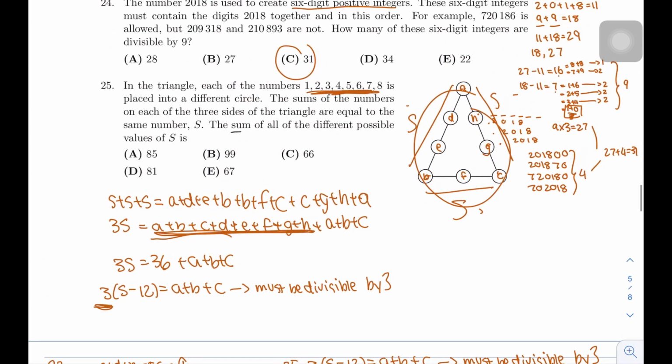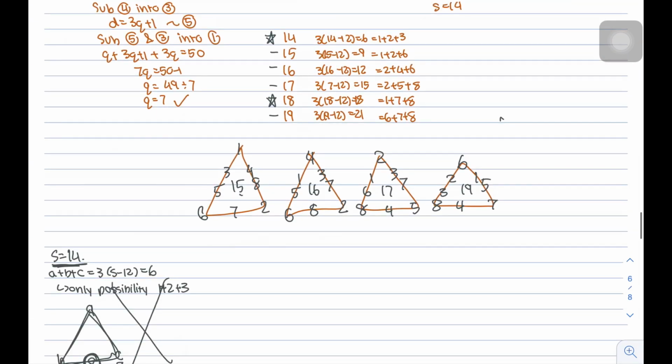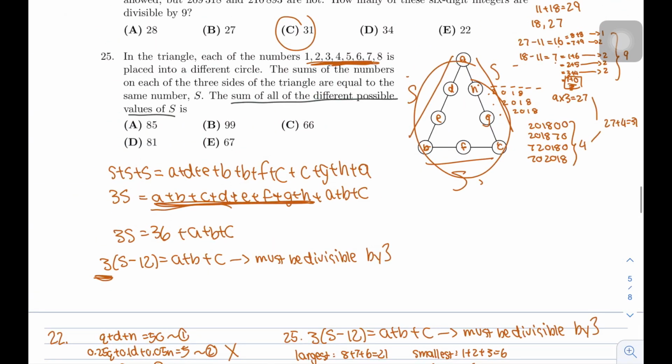So if you go back up, what they're asking for is the sum of all the different possible values of S. And you look, it's 15, 16, 17, and 19. So if you add up all the possibilities, you get 67. Therefore, E is the correct answer.